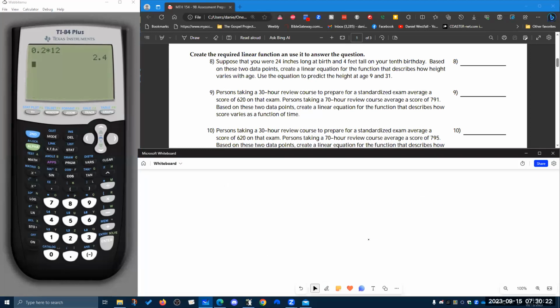A person's taking a 30-hour review course to prepare for a standardized exam, and averages a score of 620 on that exam. 30, 620. A person's taking a 70-hour review course and averages a score of 791. Based off of these two data points, create a linear equation for the function that describes how score varies as a function of time.